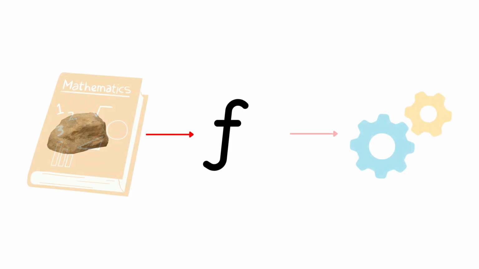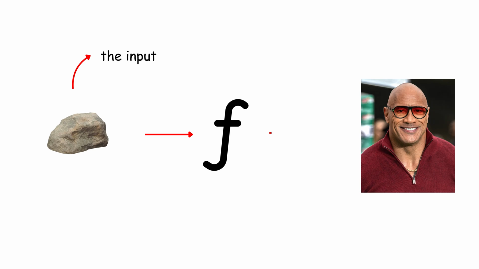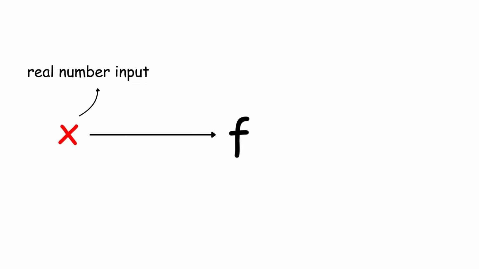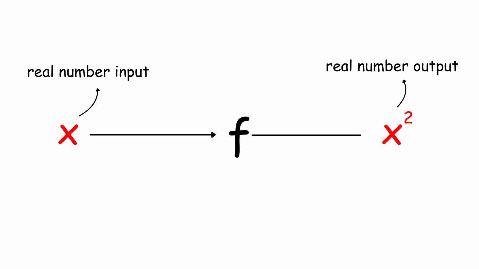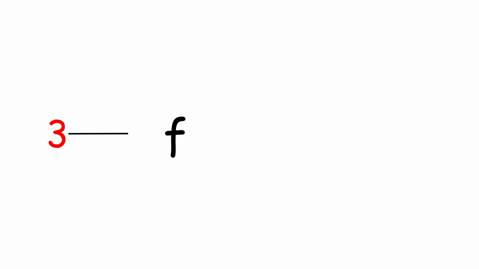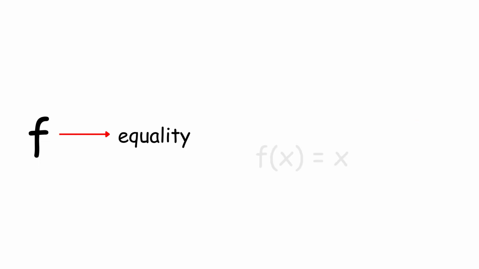Set theory. In math, a function is a machine that takes in an object, the input, and gives you an object in return, the output. The same input always results in the same output. For example, imagine a function named f, which takes in some real number input x and gives you a real number output of x squared. If you put the number 3 into the function f, then the output will be 3 to the power of 2, which is 9.